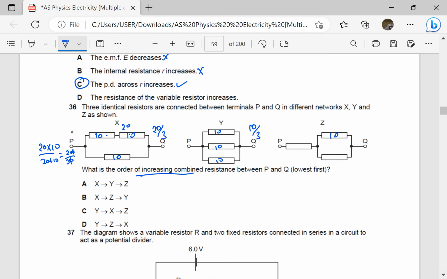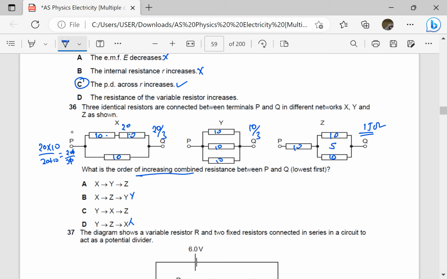Then here, remember, it is 10, 10, 10. So these ones are in parallel. So this gives us 5. 5 plus 10 gives us 15 ohms. So this is the highest. In order of increasing, the highest should be Z. So Z should be the last.